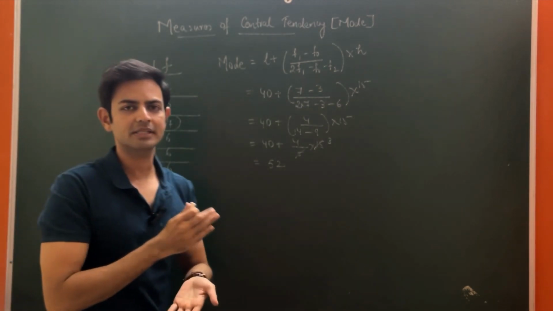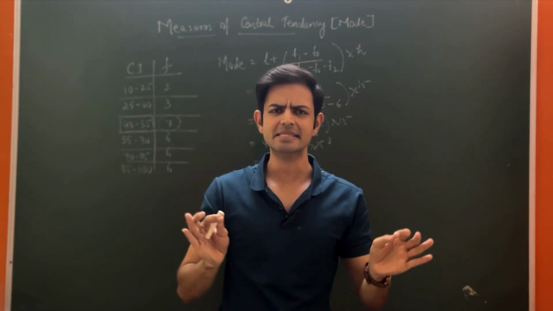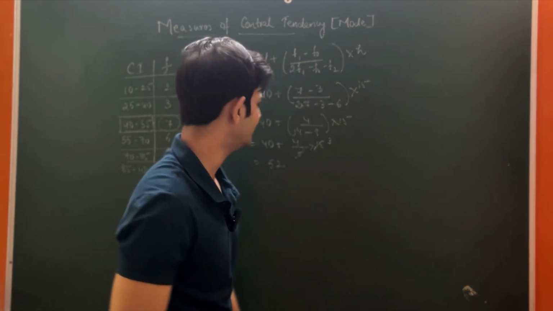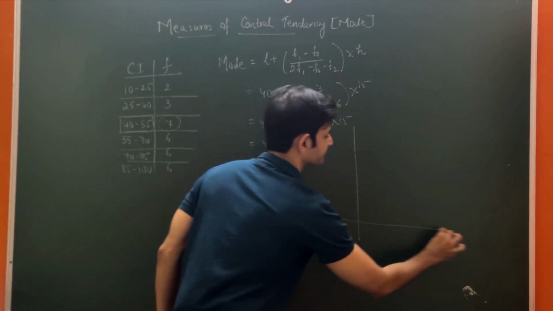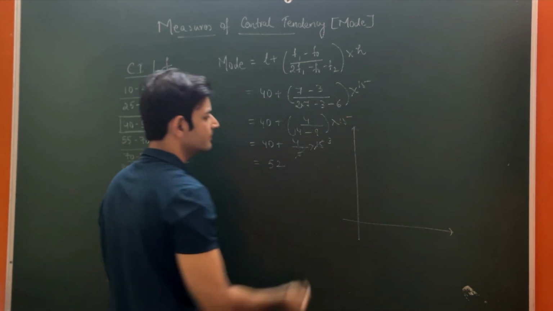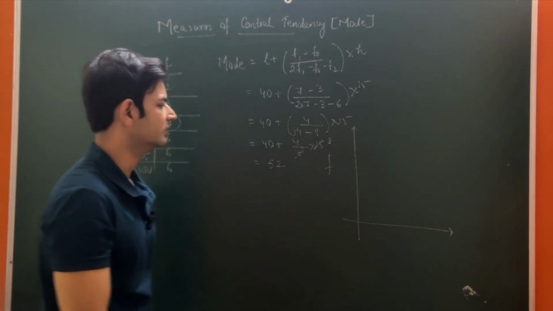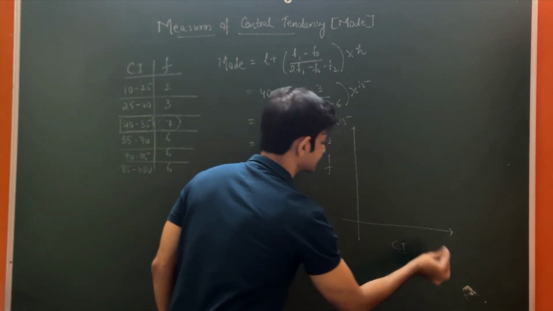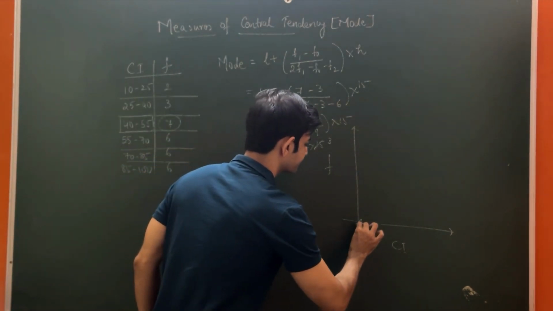Now when we go for the ICSE syllabus, we use the graphical method, which is very simple. We just have to draw the histogram. So let's just do that. Always remember, frequency will be on the y-axis and class interval will be on the x-axis. Now because it is not starting from 0, we will draw a kink.